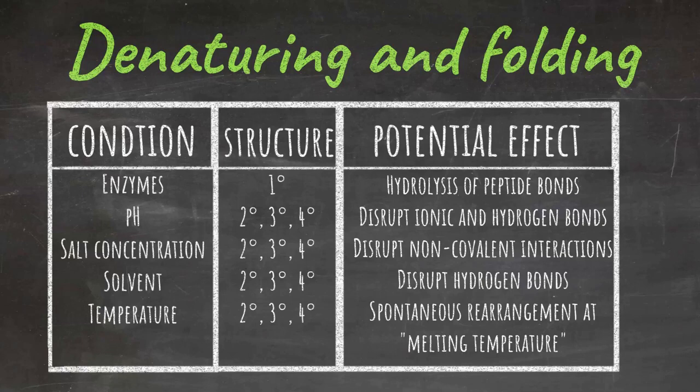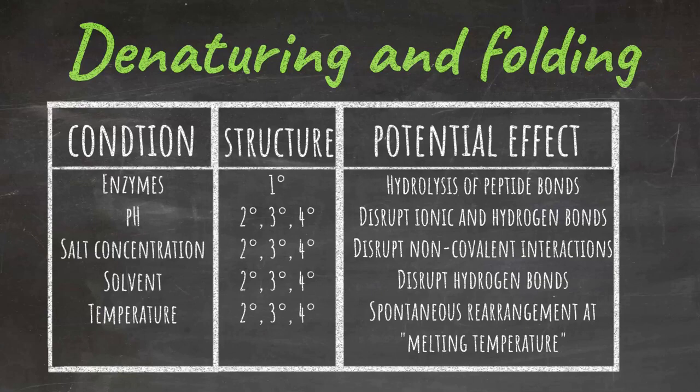And with different solvents, hydrogen bonds can be disrupted. So later we're going to talk about something called SDS-PAGE, and that is a type of solvent that is used to break down sulfur bonds. And finally, different temperatures can cause spontaneous rearrangements at different melting temperatures. So, for example, when something is at a really high temperature, it has higher energy, so it will have a different conformation than if the protein is at a lower energy.